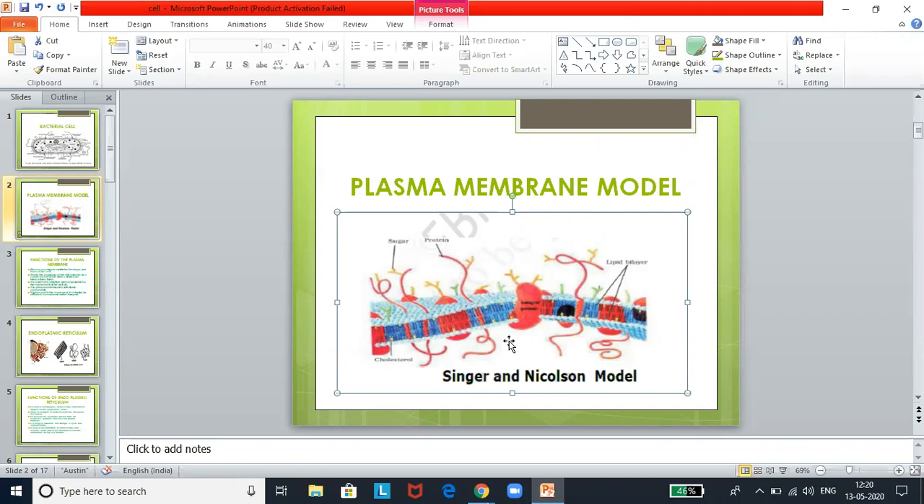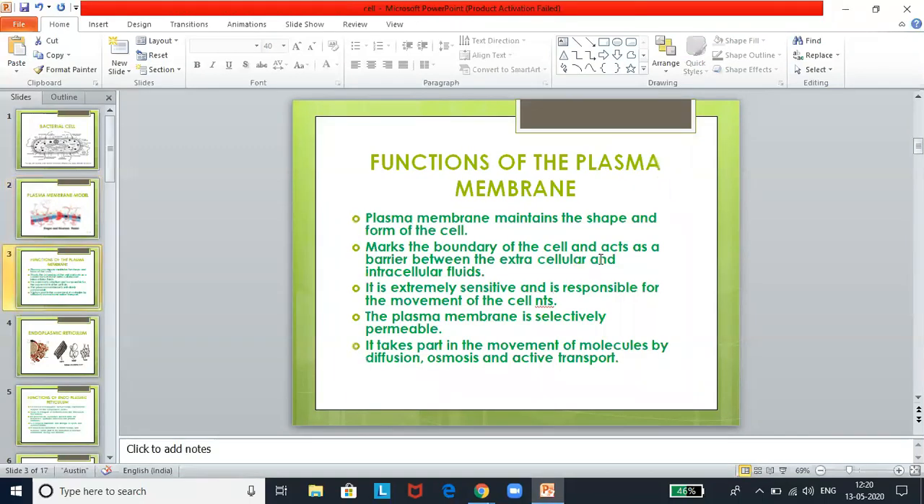Now let us look at the functions of the plasma membrane. This is very, very important. It maintains the shape and the form of the cell, marks the boundary of the cell, and acts as a barrier between the extracellular and intracellular fluids. It is extremely sensitive and it is responsible for the movement of the cells.